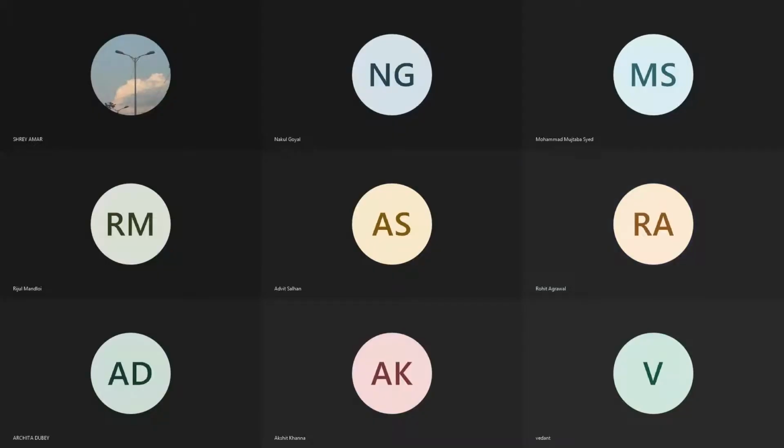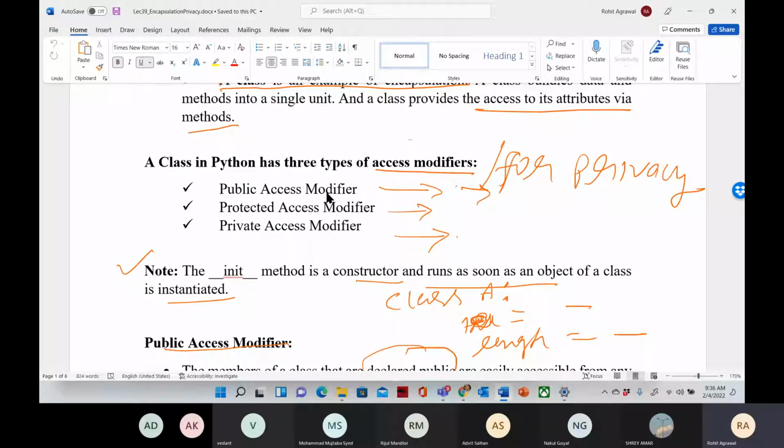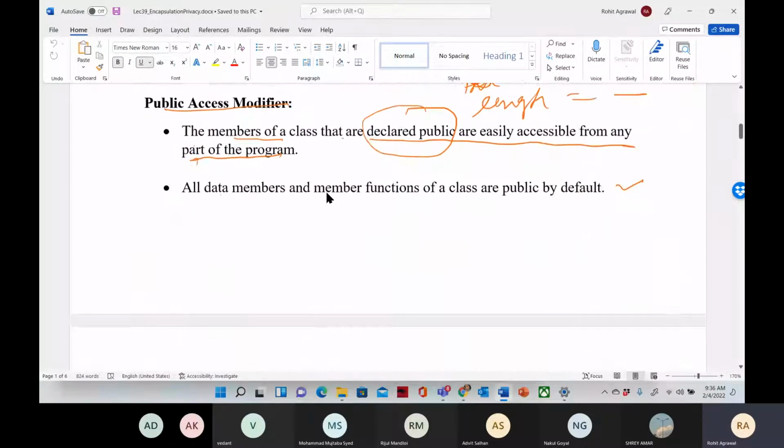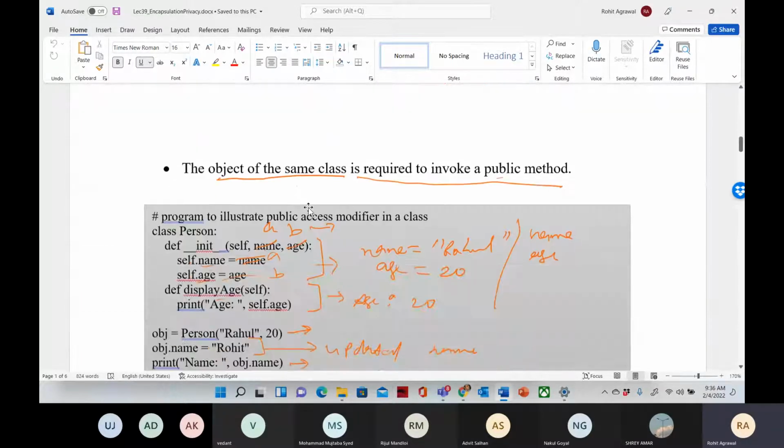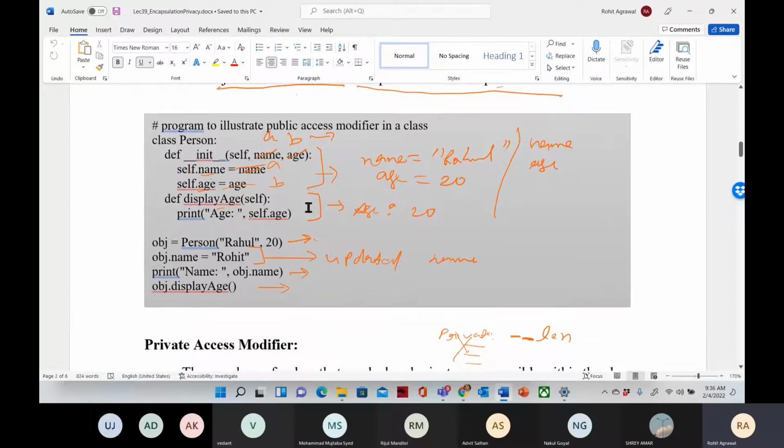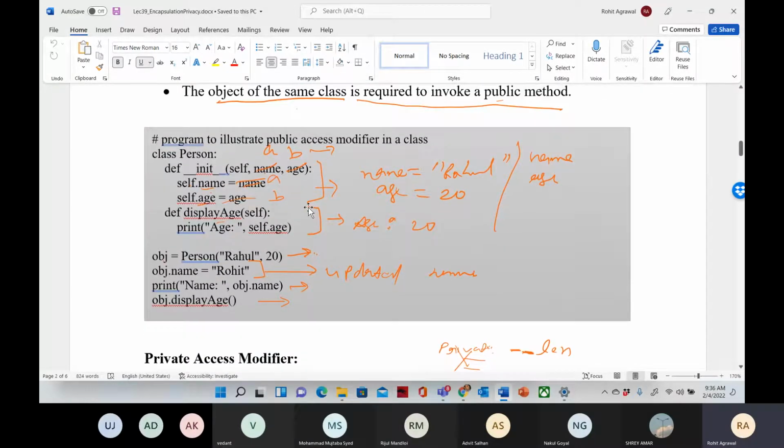There are 3 access modifiers in Python, that is public, protected, and private. And yesterday we discussed the public access modifier as well. The members of a class that are declared public are accessible from any part of the program. And we discussed these examples here, if you remember.